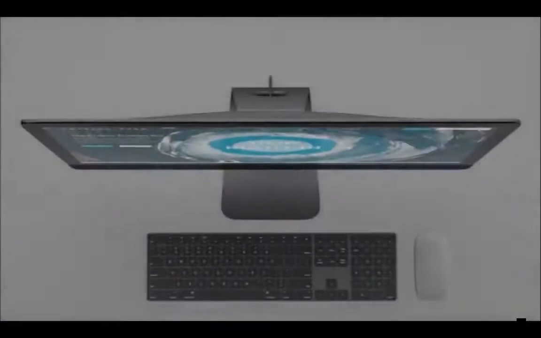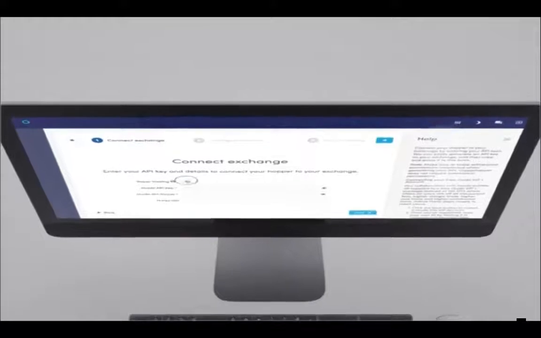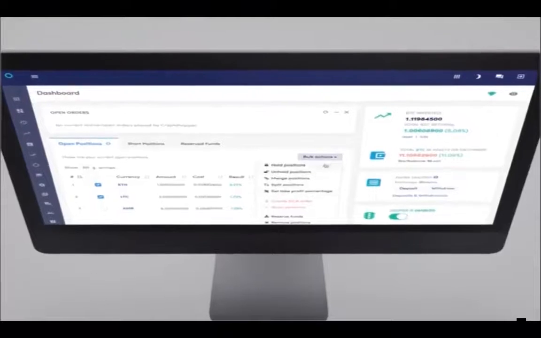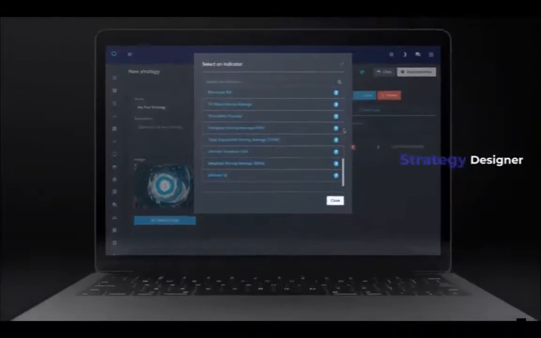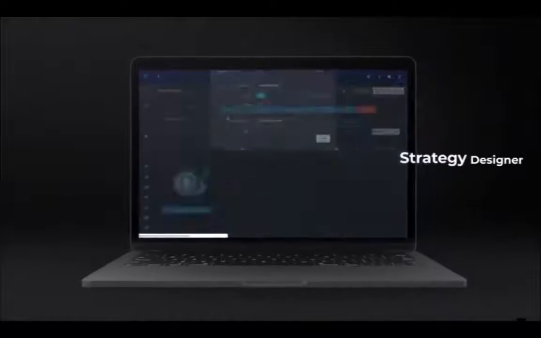Hi everyone, today we're going to look at Cryptohopper, an automated trading platform for cryptocurrencies. This powerful platform can be a bit confusing to get started, so we thought we'd share some of our own experiences to help save you some time.